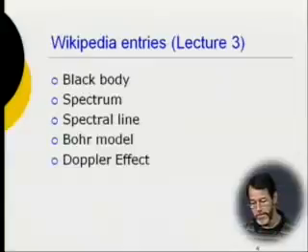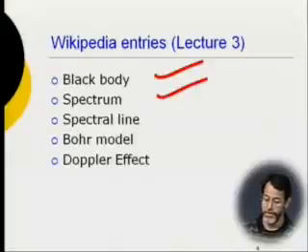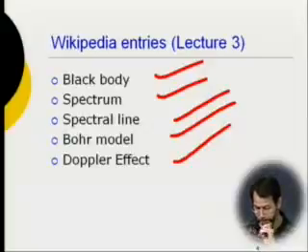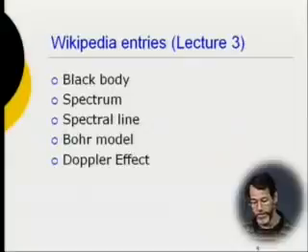Okay. So the Wikipedia entries that you will explicitly be responsible for are, you type these words into the English version of Wikipedia: black body, spectrum, spectral line, Bohr model, and Doppler effect, which will all be covered today. None of these has a really long Wikipedia entry.